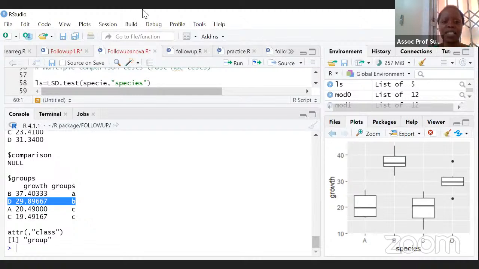Let me check the chat. If there is no question, we are going to go ahead. We can draw a box plot, yes, with letters, yes. But the marriage between biology and statistics is equal to a journal paper which can be published.